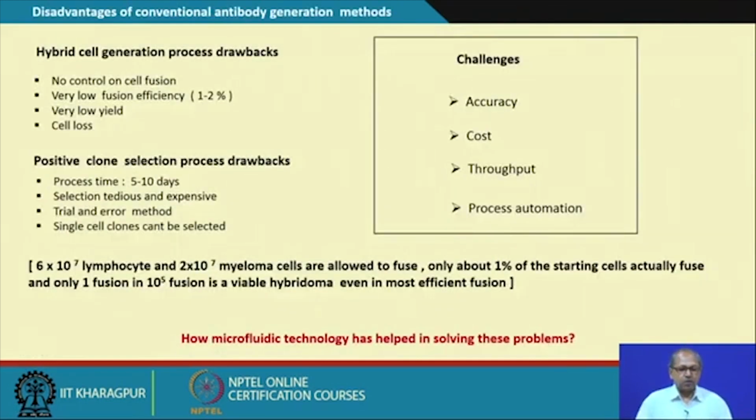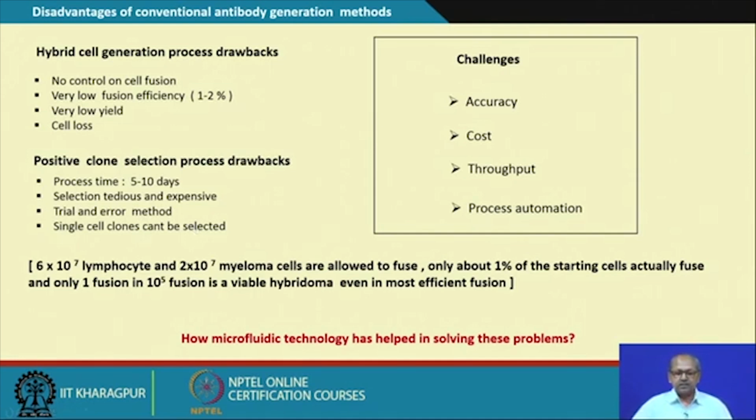So, what are the drawbacks and challenges of this macro-scale hybridoma cell culture or hybridoma generation? There is no control of fusion, very low fusion efficiency of around 1 to 2%, very low yield, and cell loss. How much time is required? Process time is around 5 to 10 days, selection is tedious and expensive, and single cell clones cannot be selected in the initial stage.